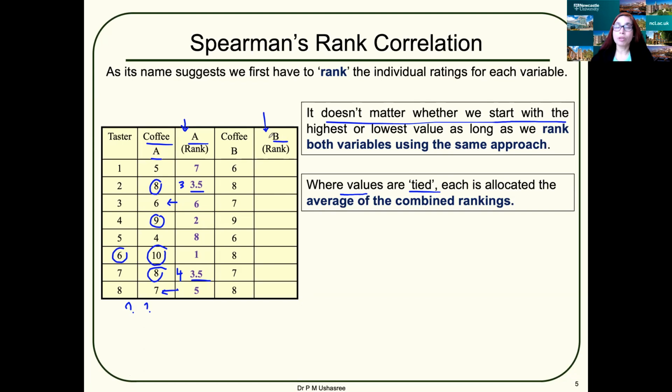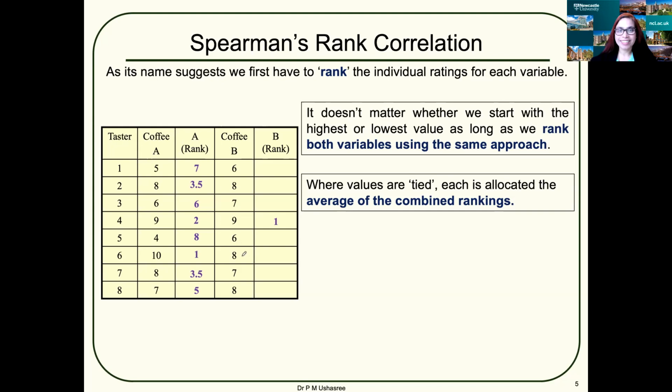Similarly, we can do for coffee B. So I'm going to erase this. Now we're going to do for coffee B. And you're going to help me. So that's your first highest value. So I give rank 1 to that. What is our second highest value?